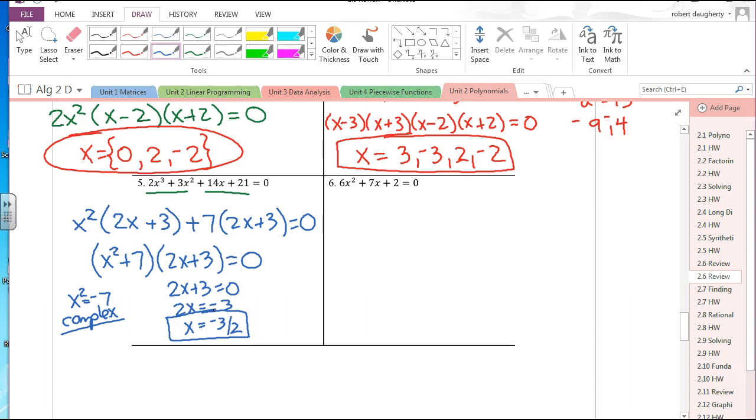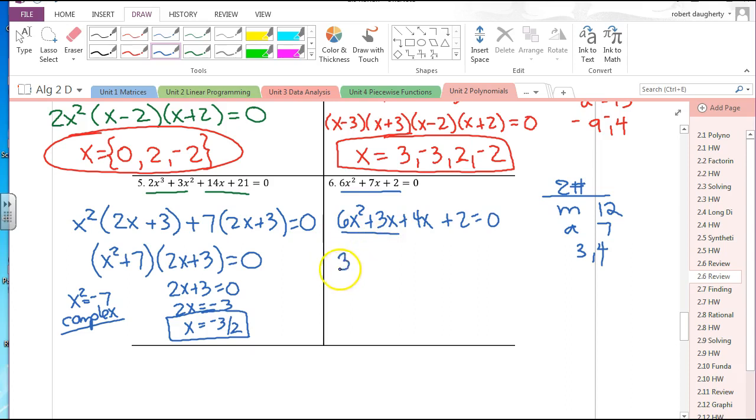Looking at the next one, I have a quadratic, but there is a number other than 1 in front of the x squared term. So in this case, I need to look for two numbers that multiply to give me 6 times 2, which is 12, and add to give me a 7. Those numbers are 3 and 4. So I will write this as 6x squared plus 3x plus 4x plus 2 equals 0. And if I look at the first two terms, I factor out a 3x. So I get 2x plus 1.